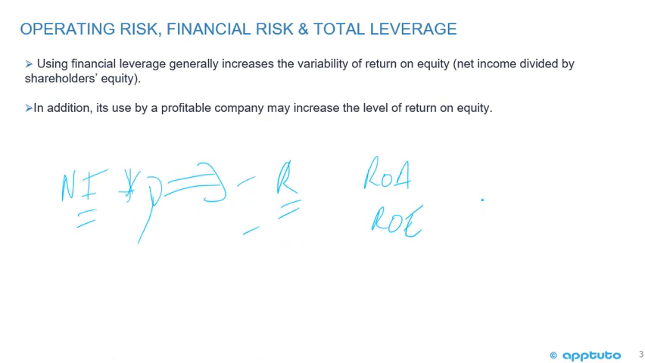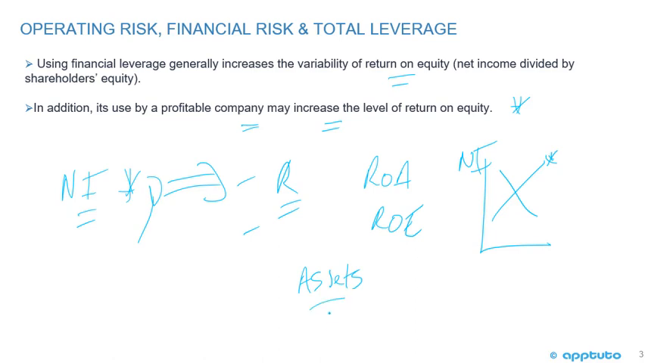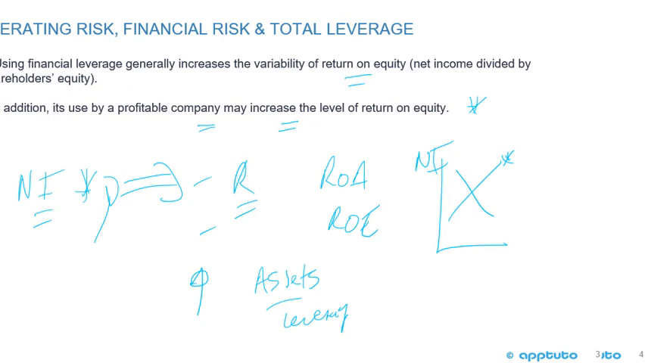So, of course, we just saw in the previous slide that more leverage is giving us more variability in terms of our net income. It stands to reason that you're going to have increased variability in the return on equity, okay? In addition, the use of leverage by a profitable company may increase the level of return on equity. And we've seen that in the DuPont before, which we'll see in the next slide. Assets over equity is the leverage, and that's a multiplier, and it increases the ROE. But let's look at that on the next slide.